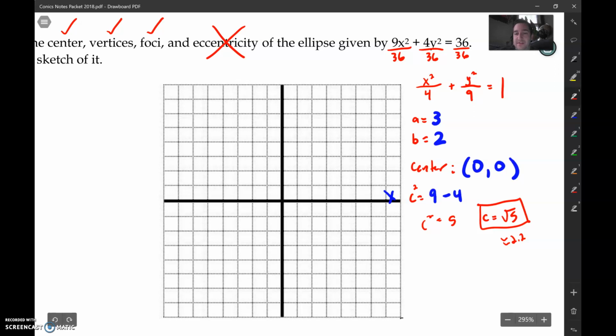I've got my center, 0, 0. Boom. My A value is 3, so I'm going to go up 1, 2, 3, down 1, 2, 3. My B value is 2, so I'm going to go left 2 and right 2. There is the outer shape of my ellipse. I built that using my major and my minor axis. And then on the next video, I'm going to finish plotting my focal points, but it's about 2.2, so here and here. But I got to cut this video off.